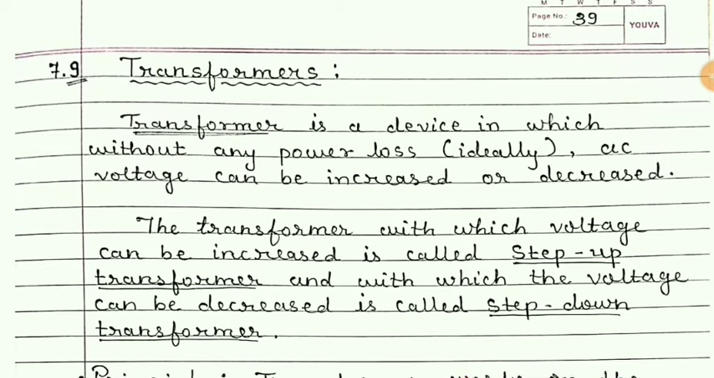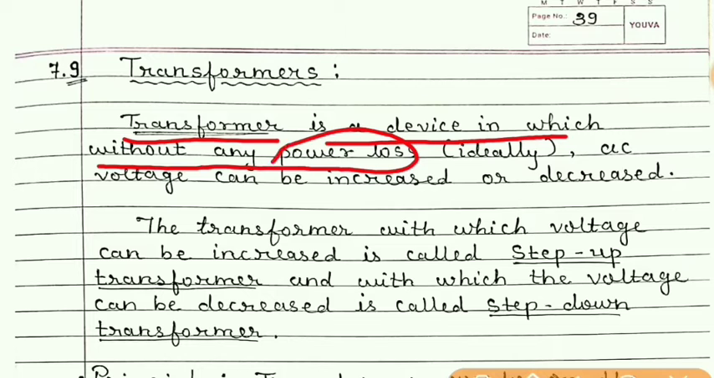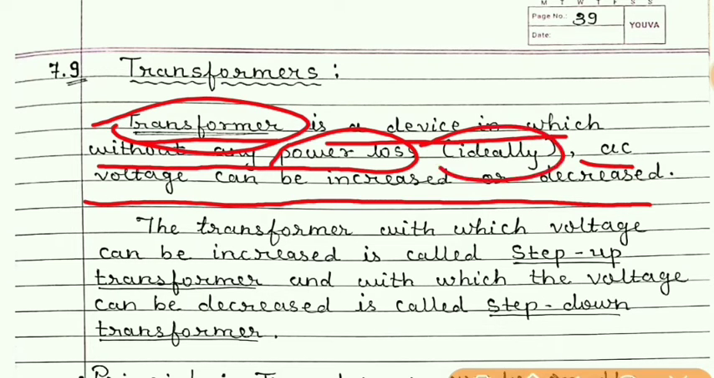Now students, a transformer is a device in which, without any loss of power, AC voltage can be increased or decreased. Students, here we are considering an ideal transformer. And so, in an ideal transformer, when we change the voltage, there will not be any power loss. But in a real transformer, there is some loss of power.